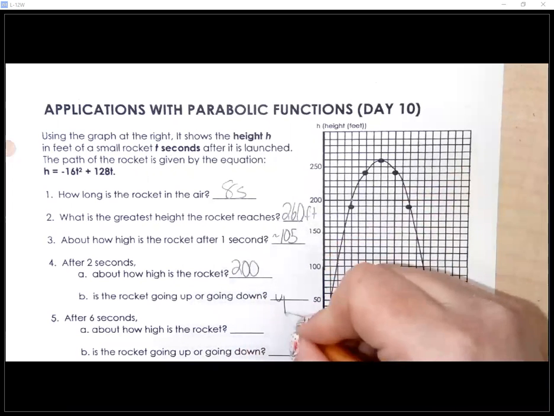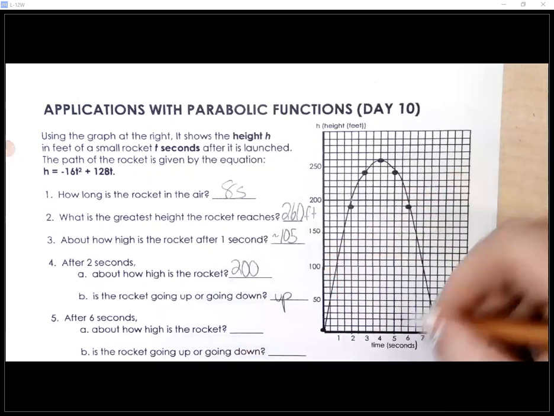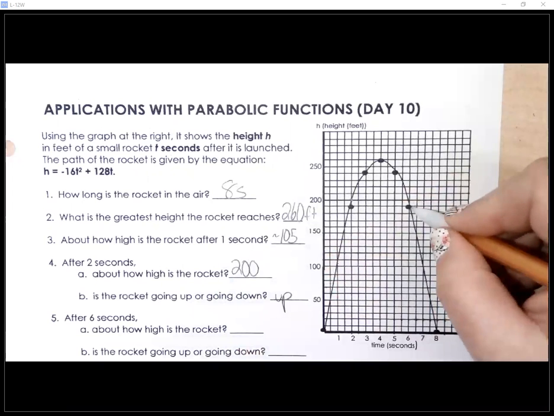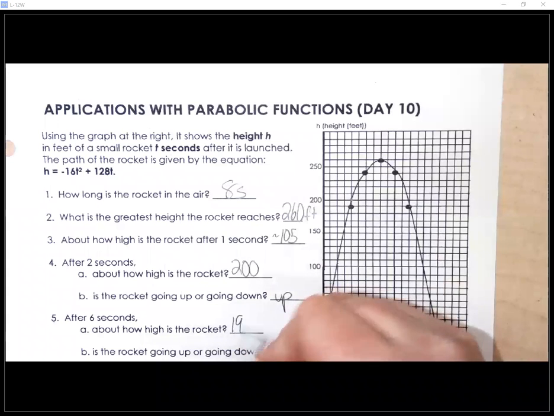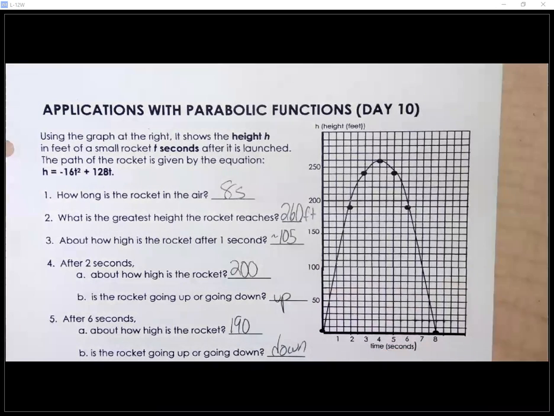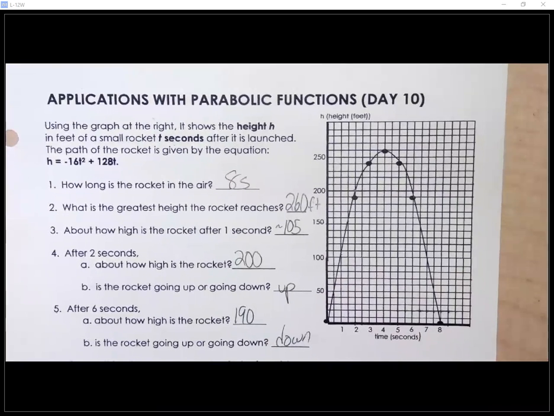6 seconds, how high is the rocket? I think that one's 190-ish. And are we going up or down? We are going down. Now, here's a good question. Do you think the rocket is traveling faster from 0 to 1 seconds or from 3 to 4 seconds? 0 to 1. I agree. Why do you say that? It's starting to slow down at 3 and 4.